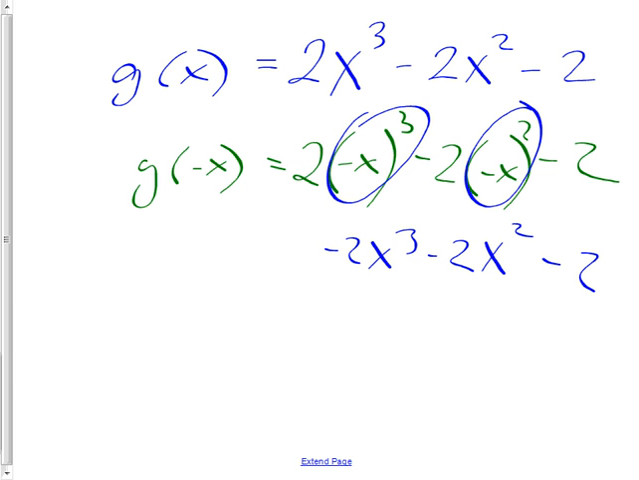Raise your hand if you had that one right. Awesome. Now you're ready. You're ready to actually do a typical even test on a function or an odd test on a function. So here's a function.